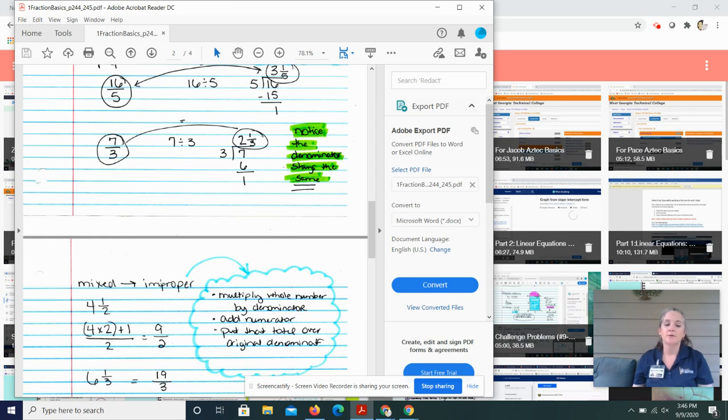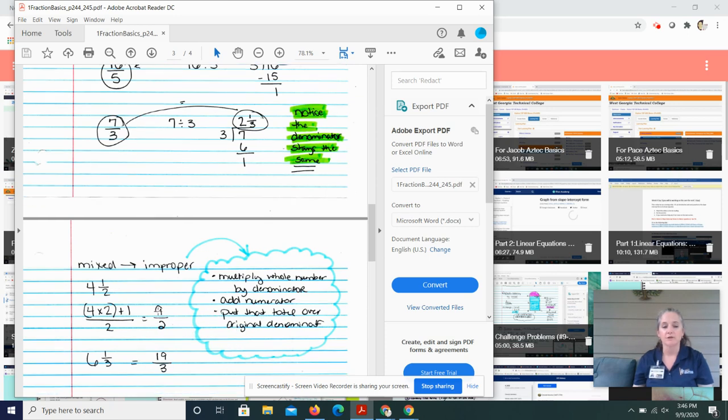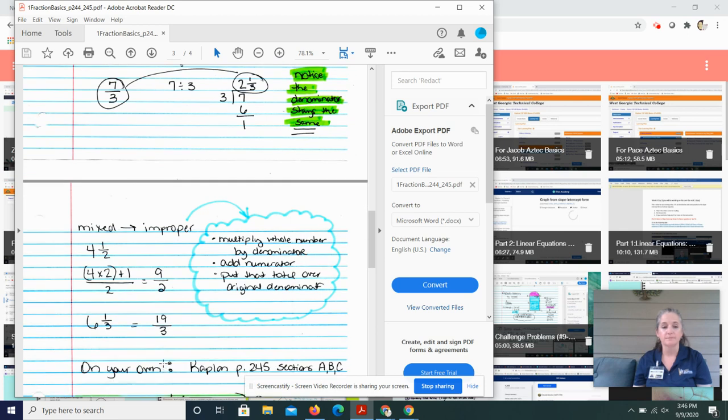Okay, so to go the other way, let's say you have a mixed number, 4 1/2. To go from a mixed number to an improper fraction, these are the steps you go through. You multiply the whole number by the denominator, so 4 times 2, and then you add the numerator. 4 times 2 is 8, plus 1 is 9, and then you put that total over the original denominator, so 9 over 2. So let's try this one. You multiply the whole number by the denominator. 6 times 3 is 18. You add the numerator, which is 1. 18 plus 1 is 19. And you put all of that over that original denominator.